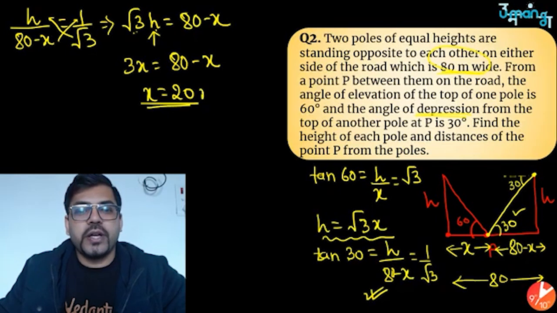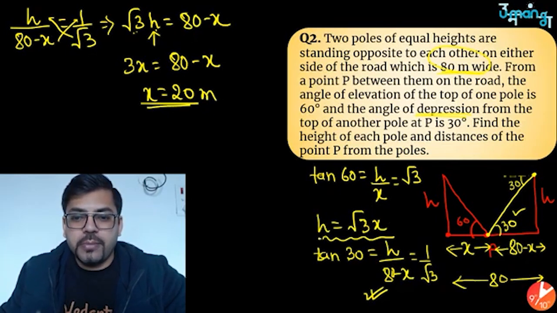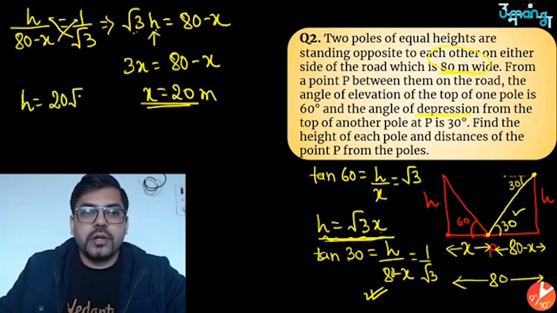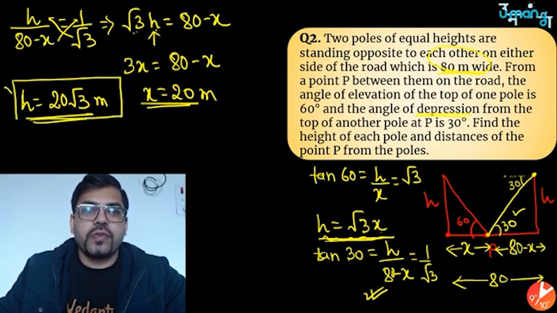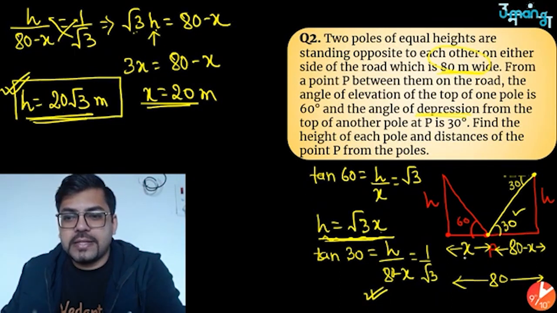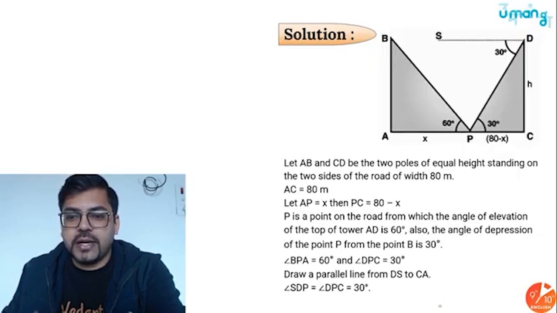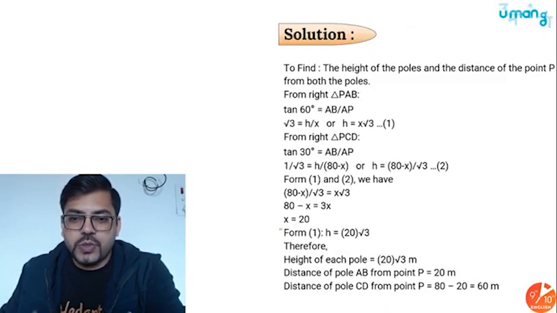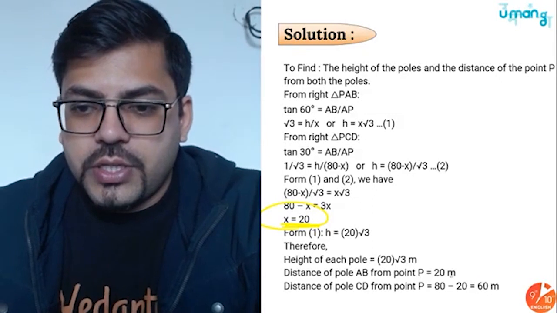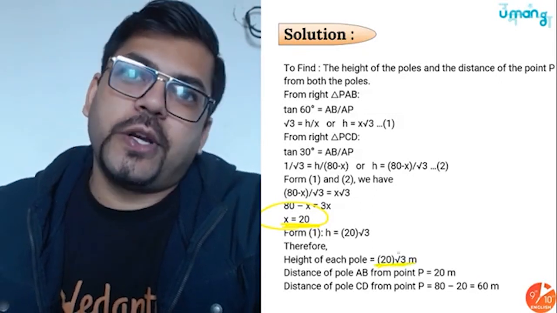Once you get x equals 20 meters, similarly you'll be able to put the x value here and hence you'll get h. So h is equal to root 3 into 20, that is 20 root 3. So we got h equals 20 root 3 meters. I hope you all get it. So the height of the pole is 20 root 3, and x is 20. So the other distance will be 60, and hence we get the answer. x is 20, and the height of each pole is 20 root 3.